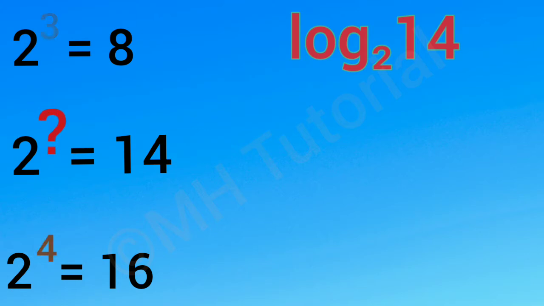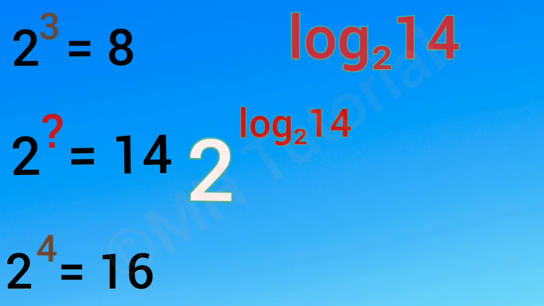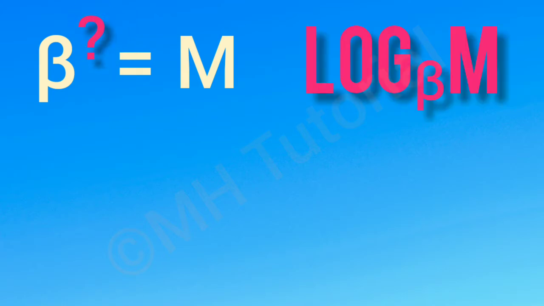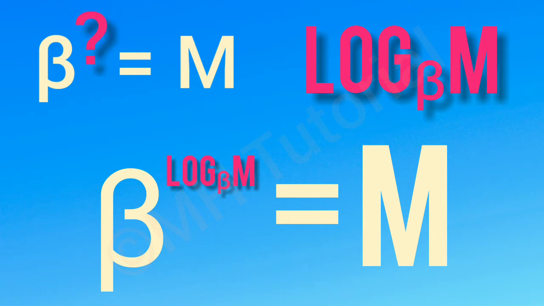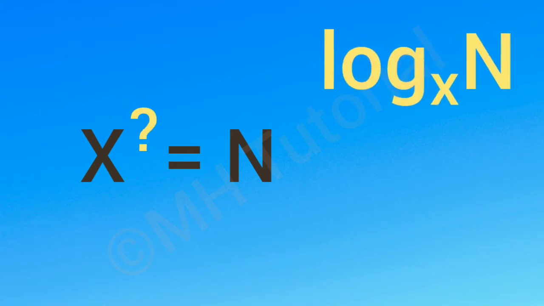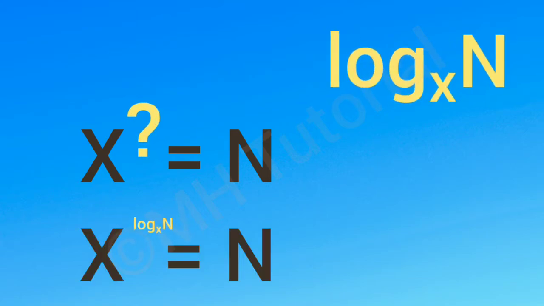That is, the mathematical symbol for the index or power applied on 2 to get 14 is log 14 to base 2. Therefore, 2 to the power logarithm of 14 to base 2 equals 14. Thus we can say, what index of b is needed to get m? The answer would be logarithm of m to base b. Or b to the power logarithm of m to base b is equal to m. For which power of x is it n? The answer would be logarithm of n to base x. That is, x to the power logarithm of n to base x is equal to n.